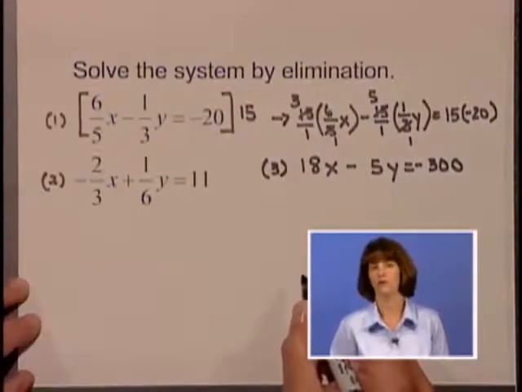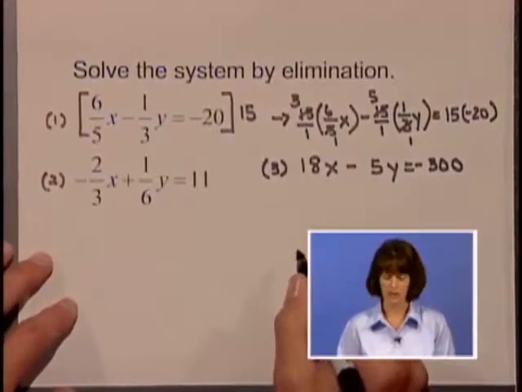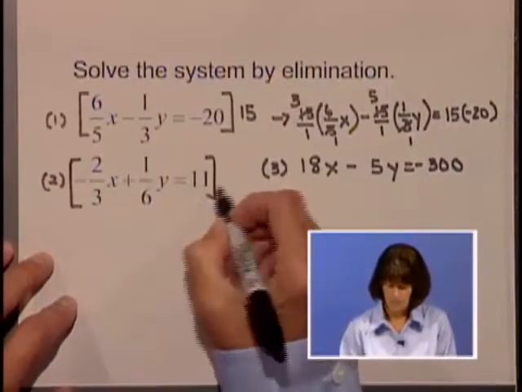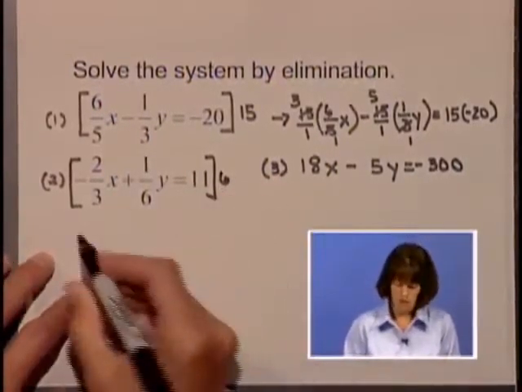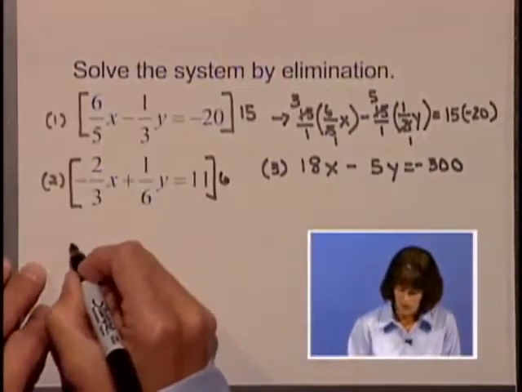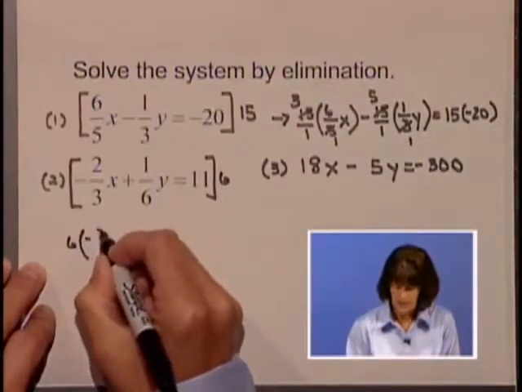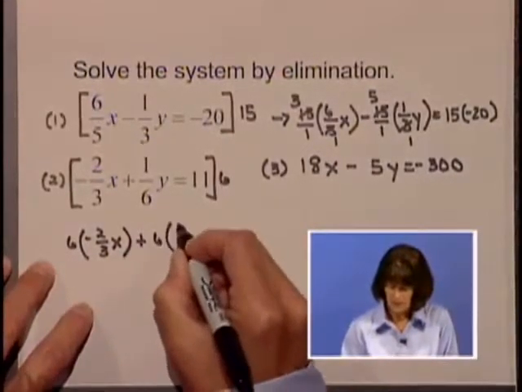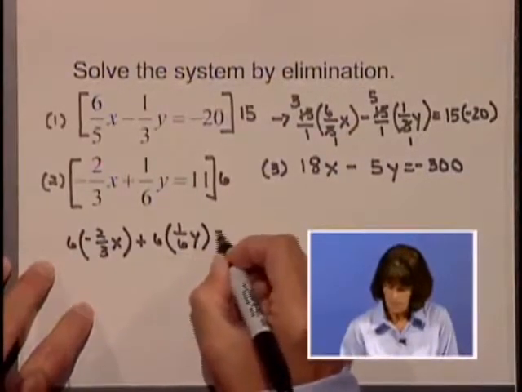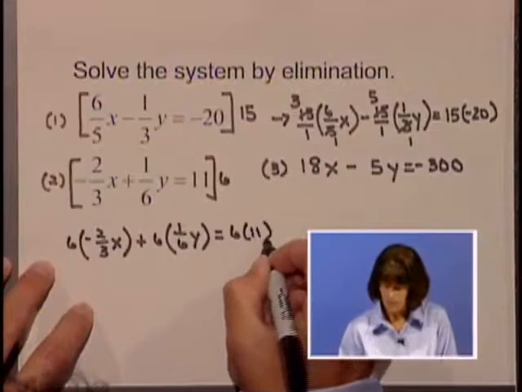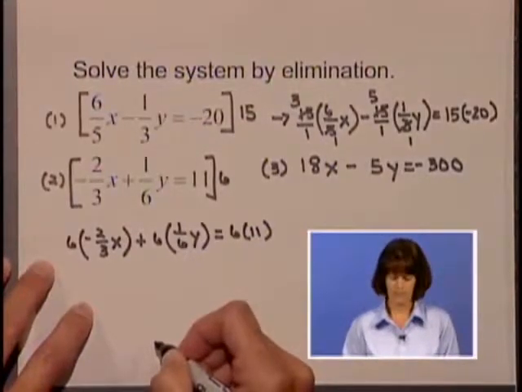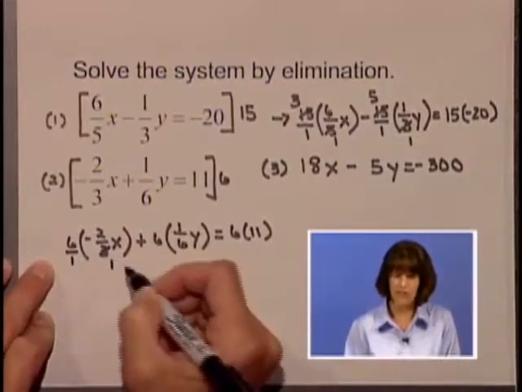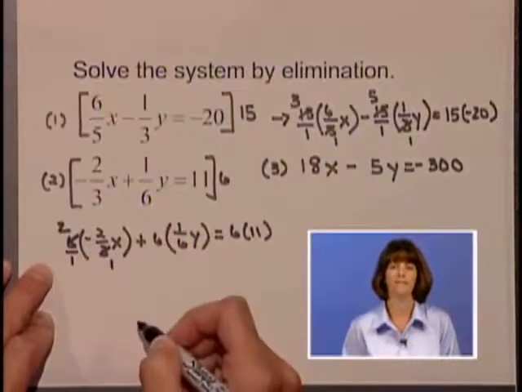Let's clean up the second equation as well, multiplying it through by its lowest common denominator of 6. So, multiplying 6 times each term, 6 times a -2/3 x plus a 6 times 1/6 y is equal to 6 times 11. Let's write that as a 6/1 and cancel common factors. 3 goes into itself once, into 6 twice.